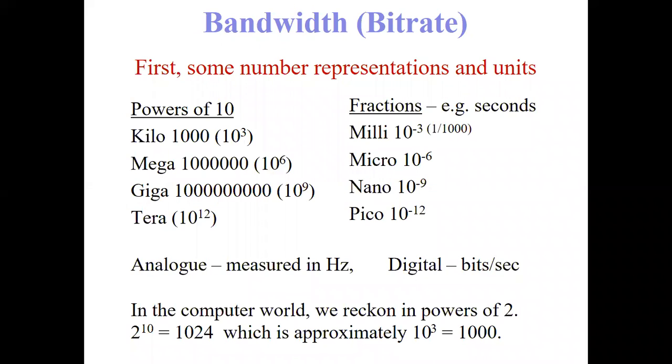Bandwidth, bit rate. First, some number representation and units. We have powers of 10. Before we look at this, 1000, a kilobyte: 10 to the power 3 gives you what? Let's try to calculate that. 10 to the power 3 is 10 times 10 times 10. I'm sure you've got scientific calculators. It's 1,000. Are you sure it's 1000 exactly? Yes, it's 1,000. There's no 24.